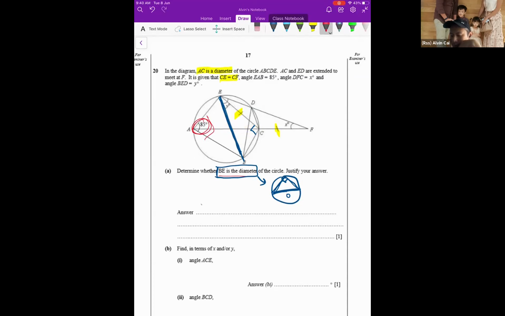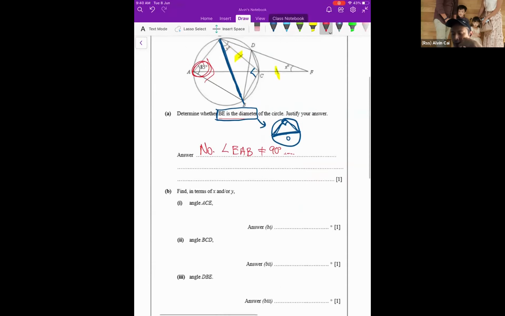diameter. Basically no, because angle EAD is not equal to 90 degrees. So therefore we cannot use the angle in the triangle in the semicircle property. That cannot apply here. So therefore this is not a diameter. Okay, so next part, angle ACE.